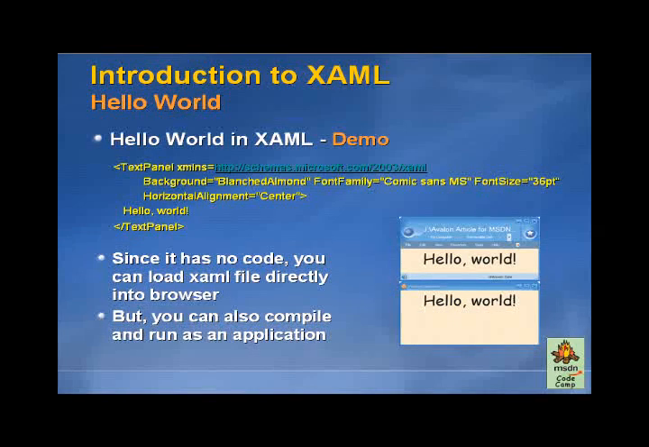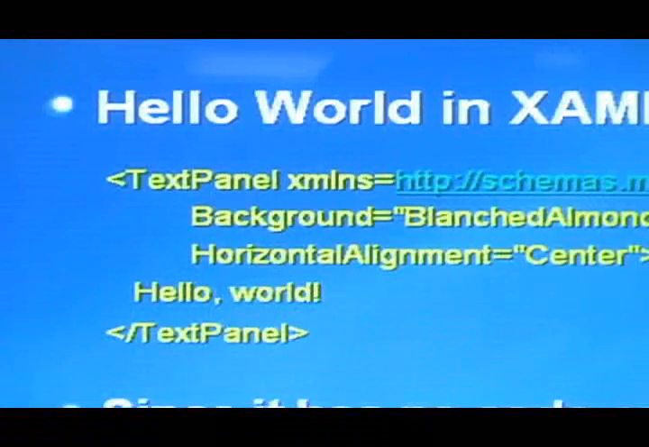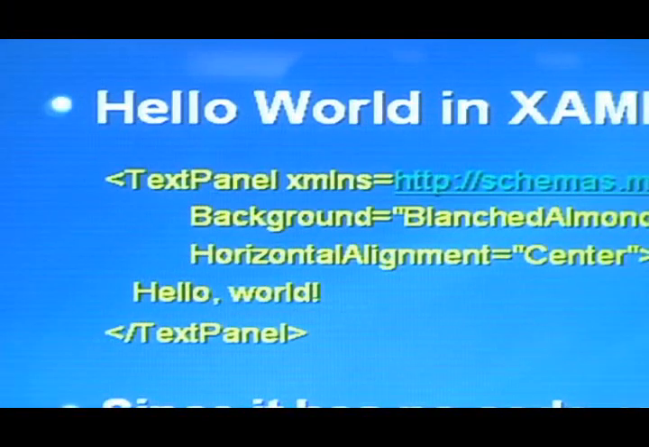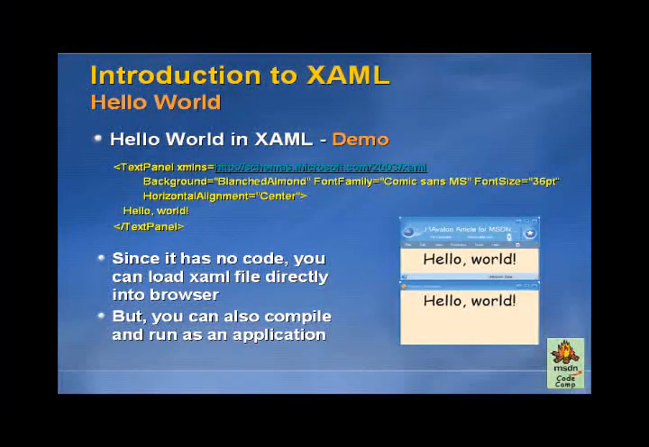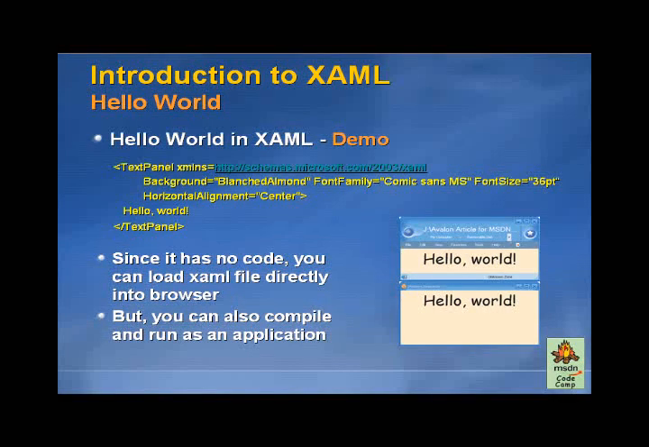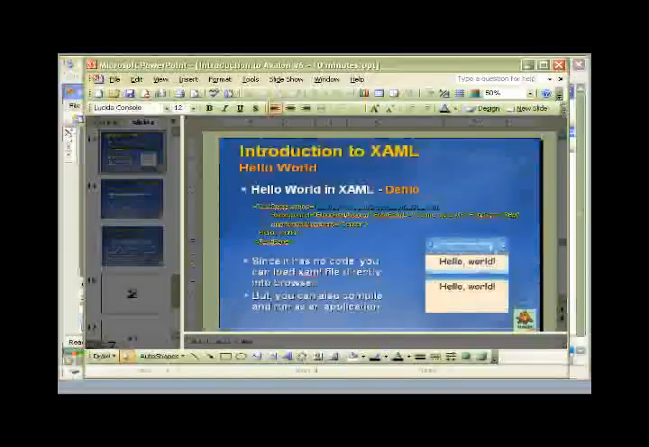What's it look like in XAML? Basically, one line of code. It's a text panel with Hello World in it. Very intuitive. Background equals this. Font equals that. Alignment equals this. Very simple and intuitive to use. That shows you some of the power of why XAML can make your coding easier. Let's do a really quick demo of that.